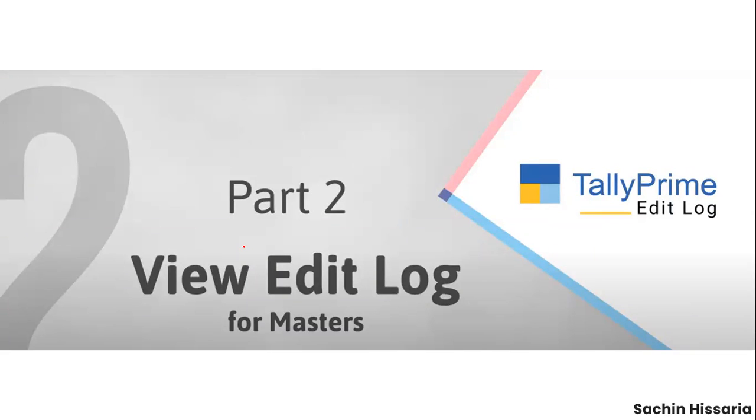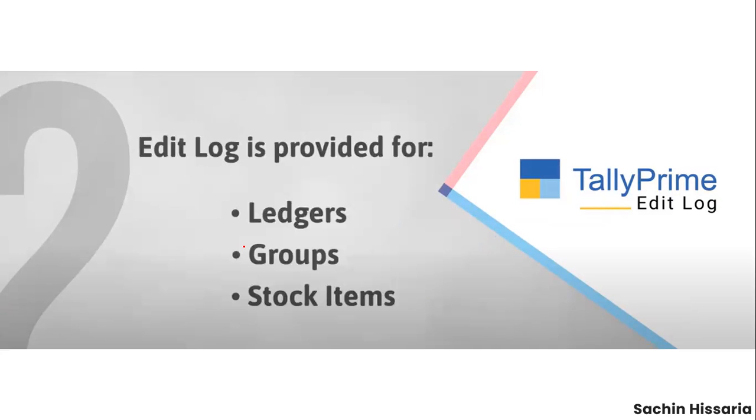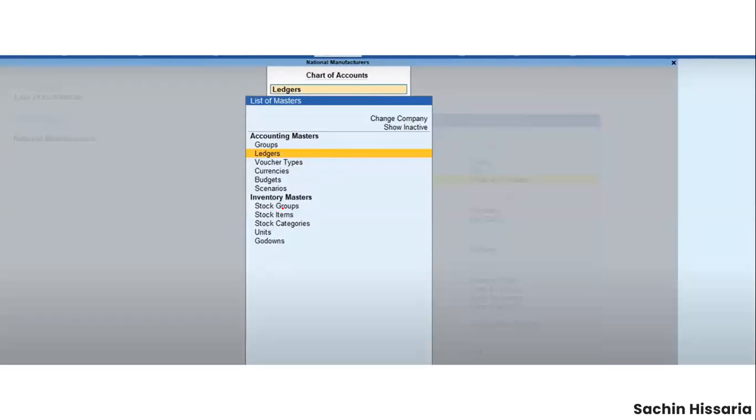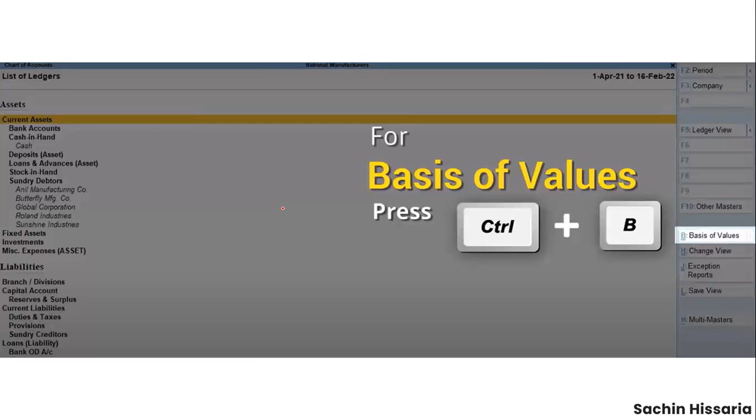So along with the date and time, the change details are appropriately captured in the Tally Prime edit log. Similarly, you can verify the edit log for masters. Suppose somebody has made changes in a ledger group or stock item, that also you can verify. Again, you need to press Alt plus G, which will open the chart of accounts. Then in the chart of accounts, you can select the masters. For example, we are checking here for the ledger. So the ledger will open, then you need to press Control plus V, which is basis of values.